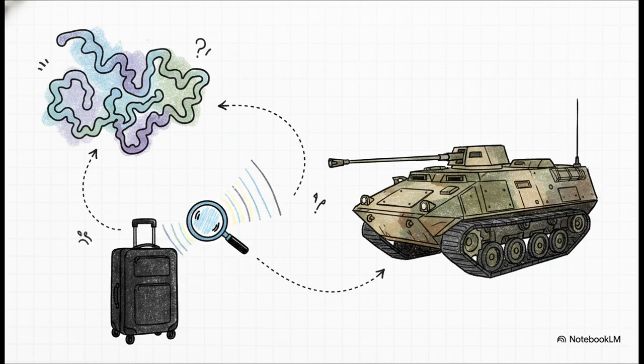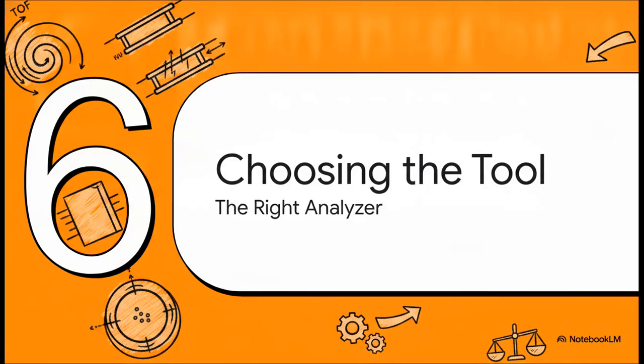Plus, it can be miniaturized. During the 1991 Gulf War, the U.S. Army actually deployed tracked vehicles equipped with mobile TOF mass spectrometers to rapidly test the air for chemical warfare agents. And today, you walk right past basic TOF instruments at airport security checkpoints when they swab your luggage for tiny traces of explosives in real time. It's everywhere.